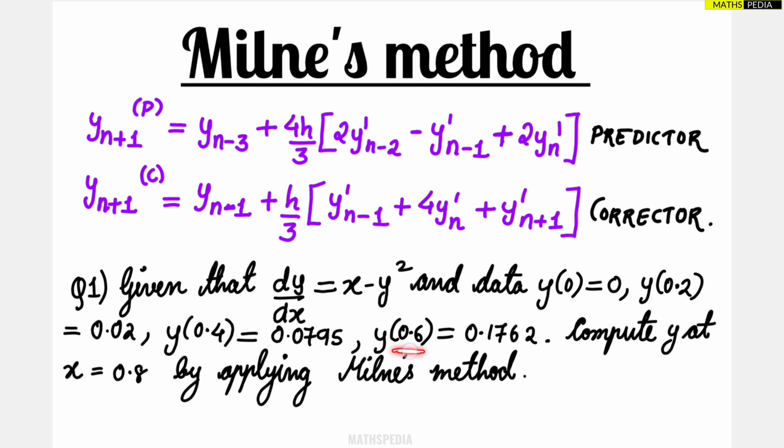Now y of 0.6 they have given the value. Now they have asked y at x equal to 0.8. That means y of 0.8, the next value after 0.6. Now what if they don't give you these predetermined values? Then we have to find the values using the previous methods we have used, maybe Taylor series or whatever numerical method is there, to find the predetermined values.